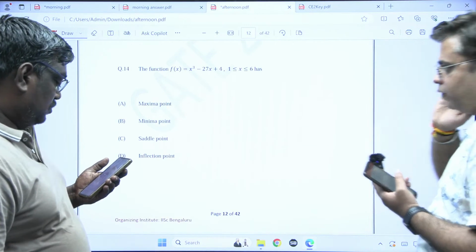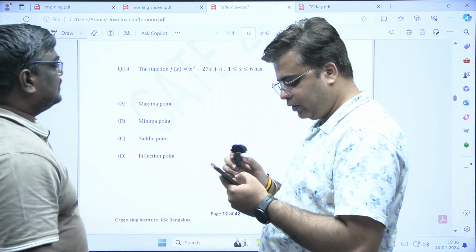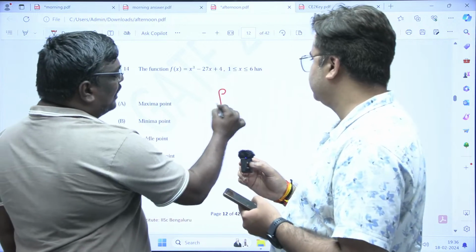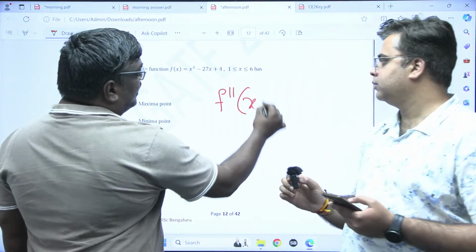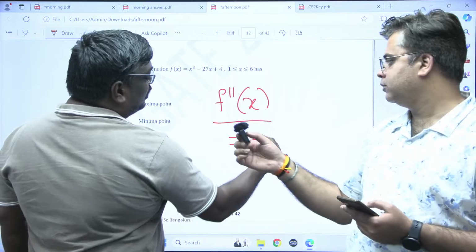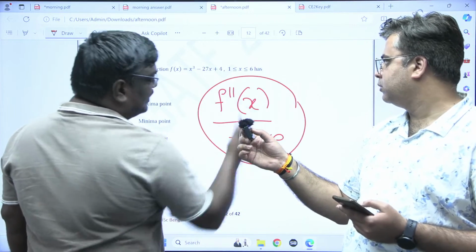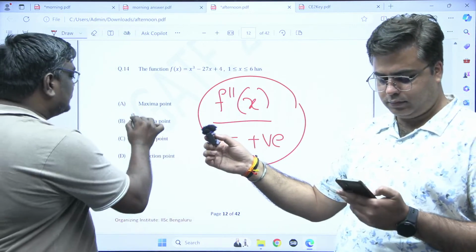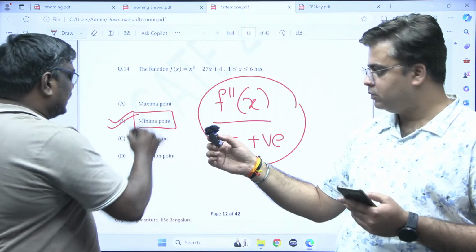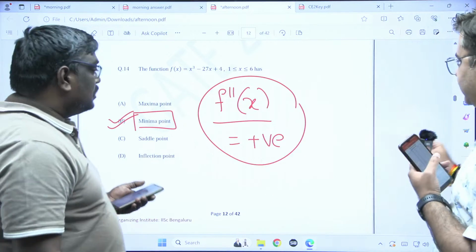Question number 14. Sir, option B. Here we have to find out the final f double dash of x. If it is positive, we get the final double dash of x as positive, and here we'll get the answer as minimum. So option B is the correct answer. Yes, sir, correct answer it is.